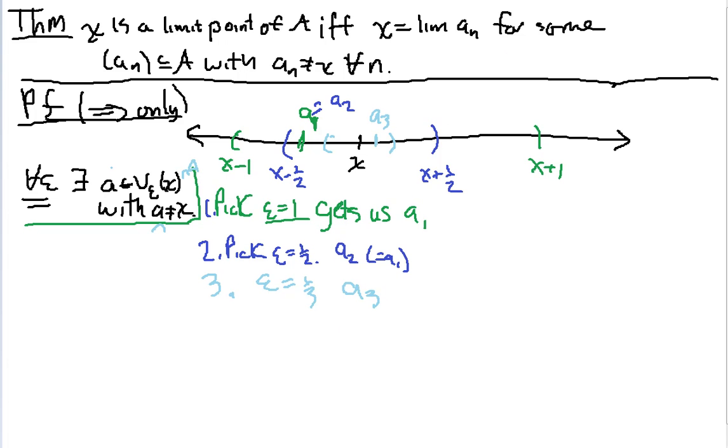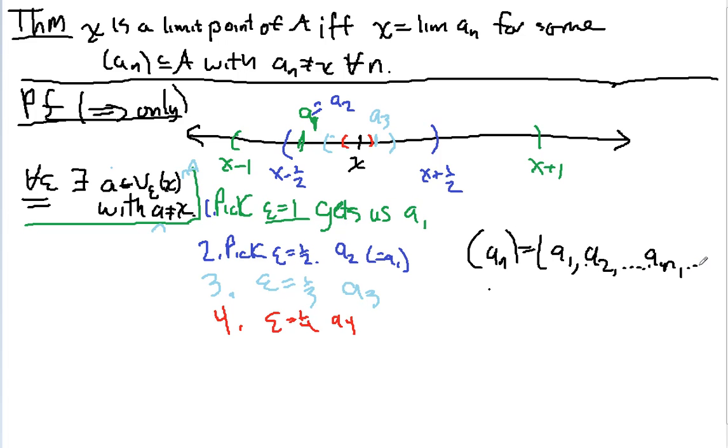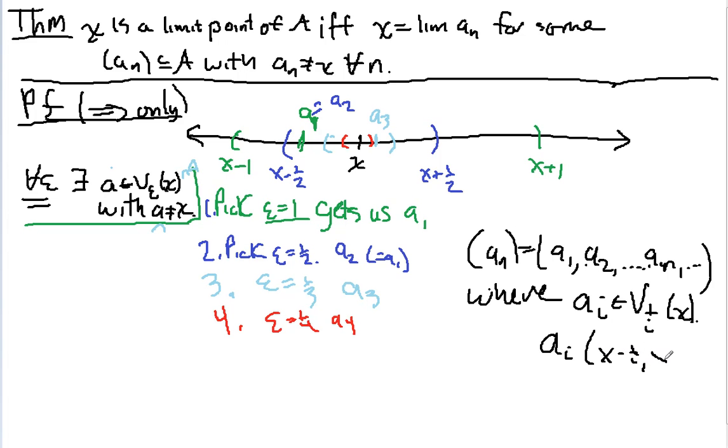Step 4 means you use epsilon equal to 1/4, and you get an a4, et cetera. So I can do this for every single epsilon, and that gives me a sequence a_n equal to a1, a2, through a_n, where a_i is within 1/i of x. In other words, a_i is in the interval x minus 1/i, x plus 1/i. That's what I know for every one of these.